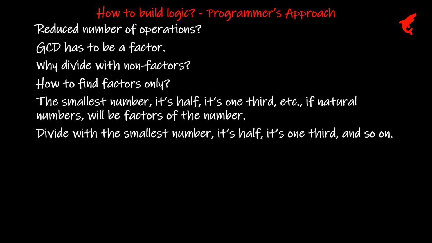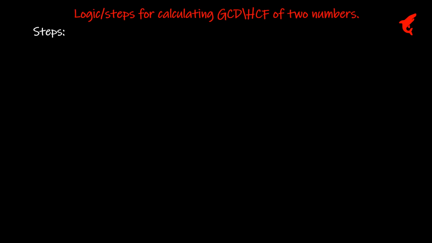Why don't we start dividing with the number itself and test whether it is the GCD by checking whether the other number is also completely divisible? If not, divide the number by 2 to get its next immediate factor and then try with it. If not, again, why not divide the number by 3 to get its next immediate factor and then try with it, and so on. So, what are the basic steps of the program logic?